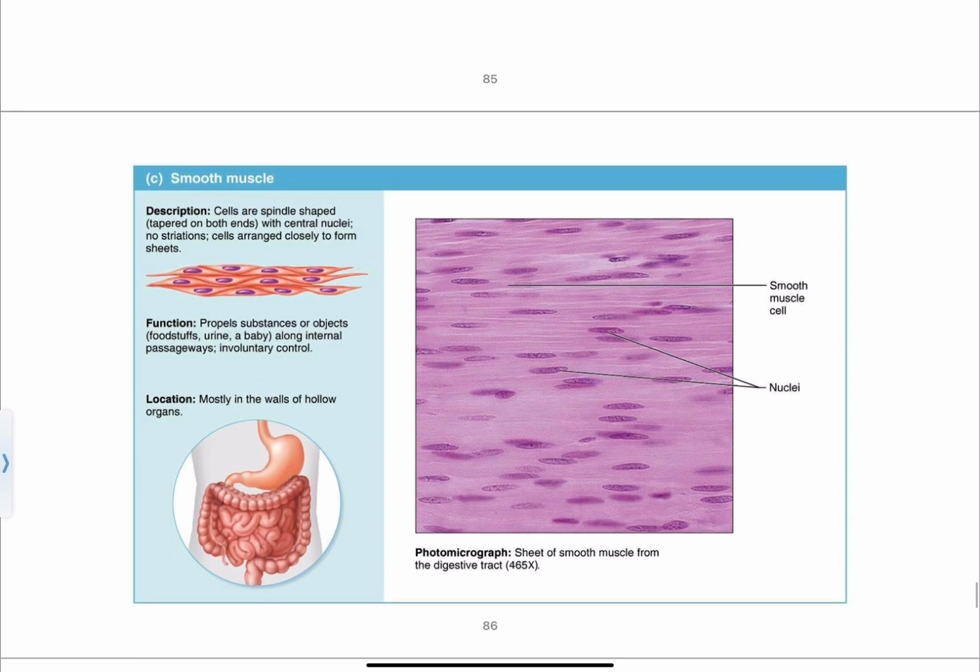So here's the spindle shape. They kind of look like they're fibers here, but in reality, this is like one smooth muscle cell. We have another one that's kind of going to go like this. Not really. Oh, here's a better cartoon image of that right there. Again, this is going to be the muscle that's in the walls of all of our hollow organs.